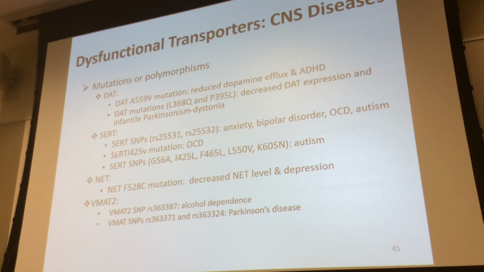such as these two SNPs, which are associated with anxiety, bipolar disorder, OCD, autism. Here, this one is associated with OCD, and this is associated with autism. So for NET, this mutation causes a decrease of NET level and depression. And for VMAT, there are alcohol dependence and Parkinson's disease. So by studying each residue, we can understand what this residue does to the transporter expression, to the transporter function, either the uptake and efflux, and establish a direct association between residues on dopamine transporters, or NET or SERT, with the disease.